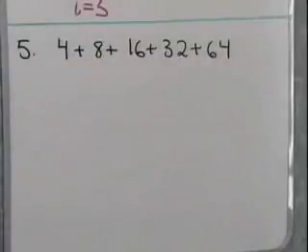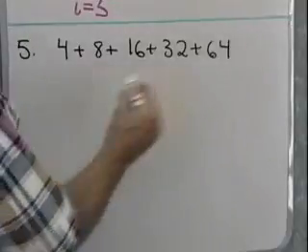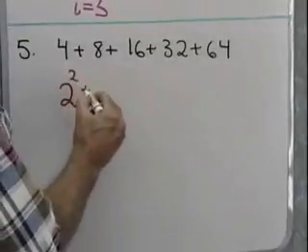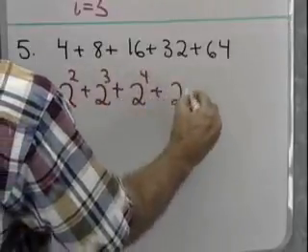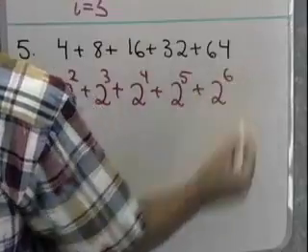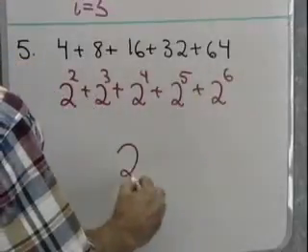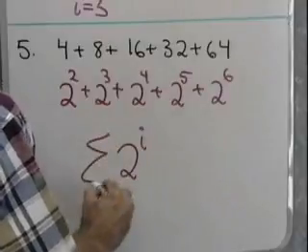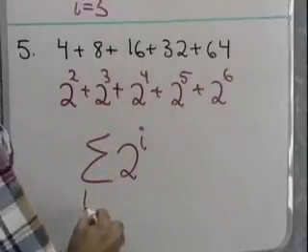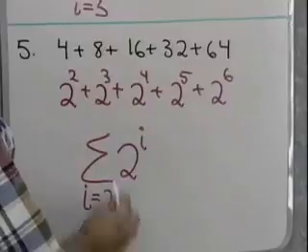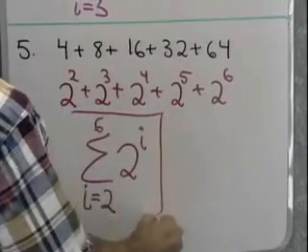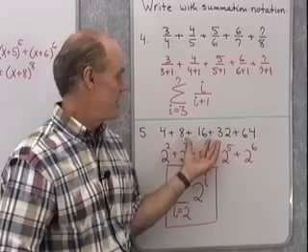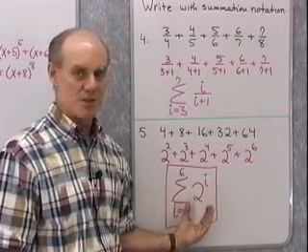Example 5, 4 plus 8 plus 16 plus 32 plus 64. Well, these again look like powers of 2: 2 to the 2nd, plus 2 to the 3rd, plus 2 to the 4th, plus 2 to the 5th, plus 2 to the 6th. So they all have the form 2 to the i, and I want to add all of them together, starting with i equals 2, and ending at i equals 6. So this is the notation that I would use to write this sum in a compact form using summation notation.